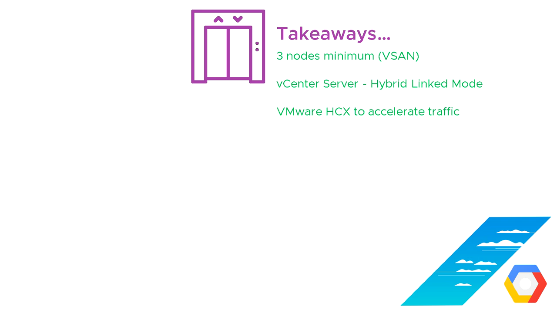But that's the end of the video. Just a couple of takeaways. Again, you know, the kind of thing we call an elevator pitch. If somebody asks you quickly, you know, what's the takeaway points from this? What I would say is that Google Cloud VMware Engine is a 3-node minimum because we have to build a vSAN data store, and that's the minimum for vSAN. We use vCenter Server in hybrid linked mode, and we use VMware HCX to accelerate traffic. We will talk a little bit more about HCX in the next video.